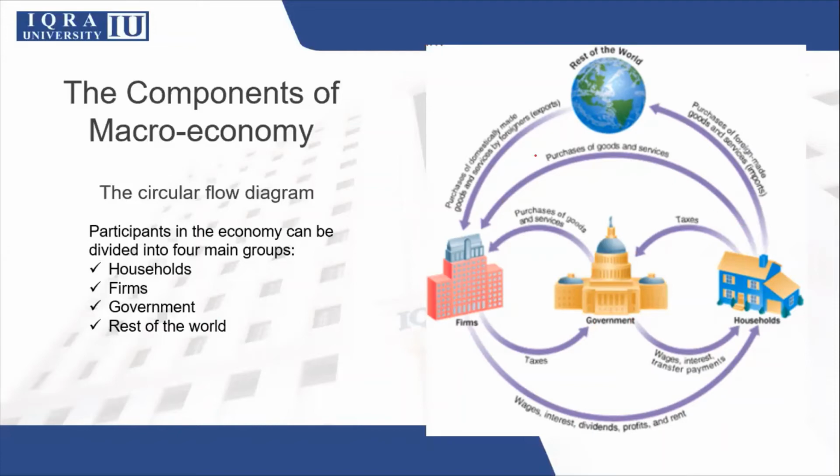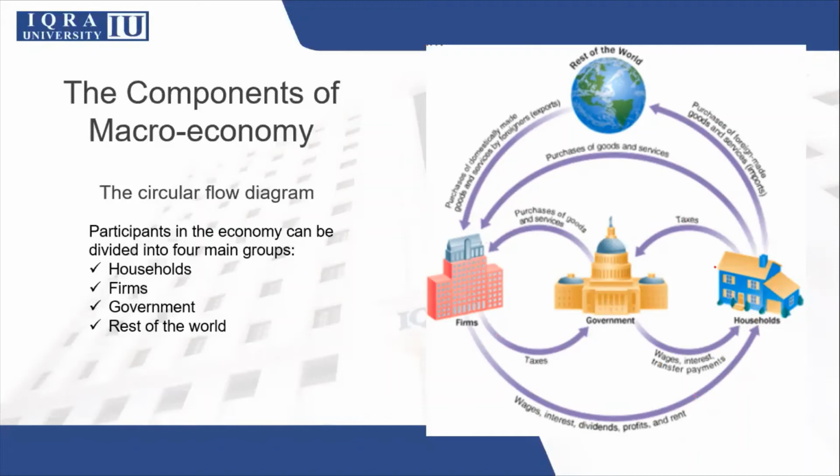So households will need to purchase goods and services. They will purchase goods and services from firms, and firms will provide jobs. So they will pay wages, interest, dividends, profit, rent, and investment opportunities as well. So firms will be paying income to the households, which the households will then use to make the purchases once again. Now, some of the income that the household is getting will go to the government in the form of taxes. Similarly, the income of the firms will also go to the government in the form of taxes.